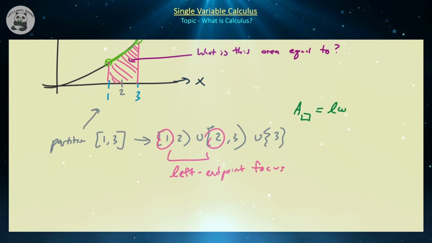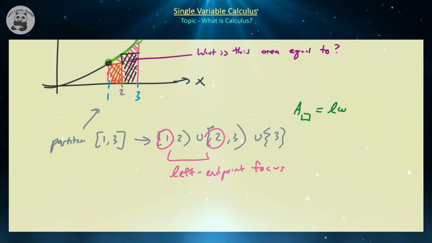And the reason I want to focus on the endpoints here, the left endpoints in particular, is because I'm going to be building rectangles based upon those left endpoints. So in this particular picture, my left endpoint for the interval 1, 2 is going to be this orange rectangle here, and the left endpoint for the interval 2, 3 is going to be this rectangle here.